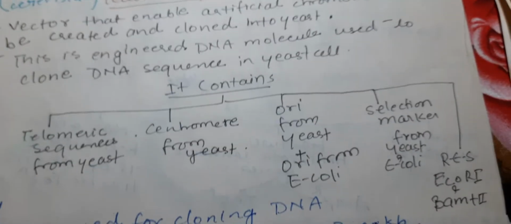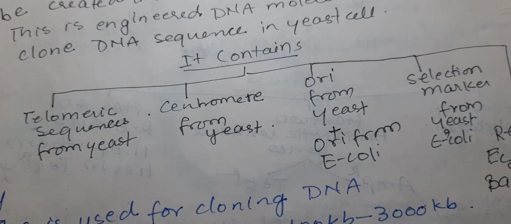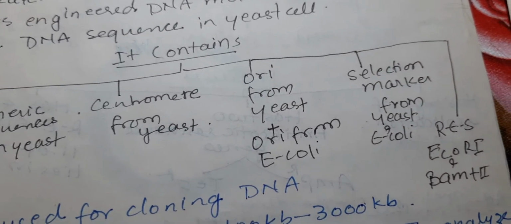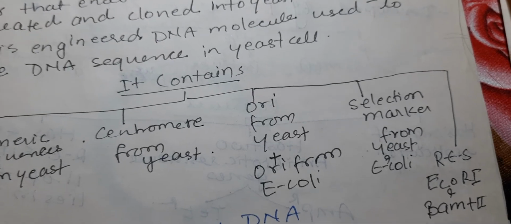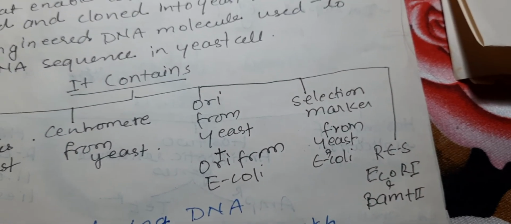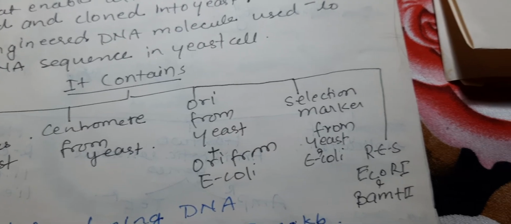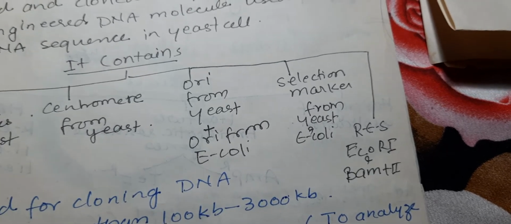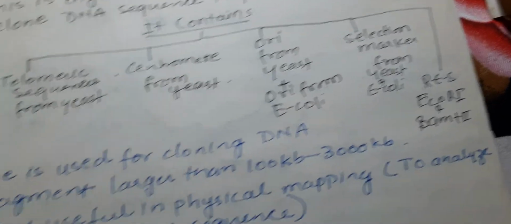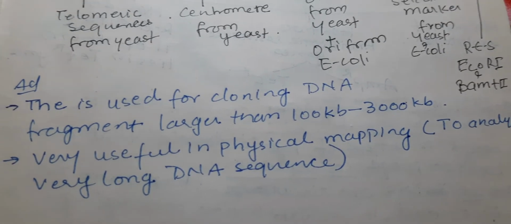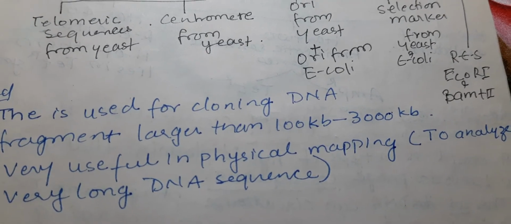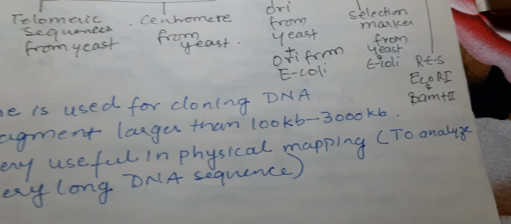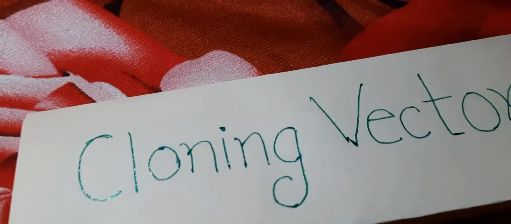Okay. So let's see what the features are. It has telomeric sequences from yeast. It has centromere sequences from yeast. It has an origin of replication from both yeast and E. coli. Then it has selectable markers from both yeast and E. coli. Then it has restriction endonuclease sites such as EcoRI, BamHI and many others. Okay. Now the advantage is that this is used for the cloning of DNA fragments larger than 100 kb to 3000 kb and is very useful in physical mapping to analyze very long DNA sequences.